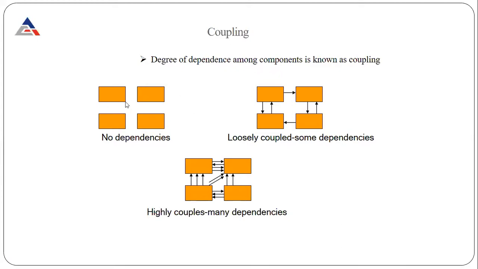In this diagram there is no dependence, meaning no single module is dependent on another module. Then there is loose dependency, where a module is somewhat dependent on another module. That is loose coupling. And here is high coupling. While designing our product, we should keep in mind that there should be low coupling. Dependency between your modules should be low.